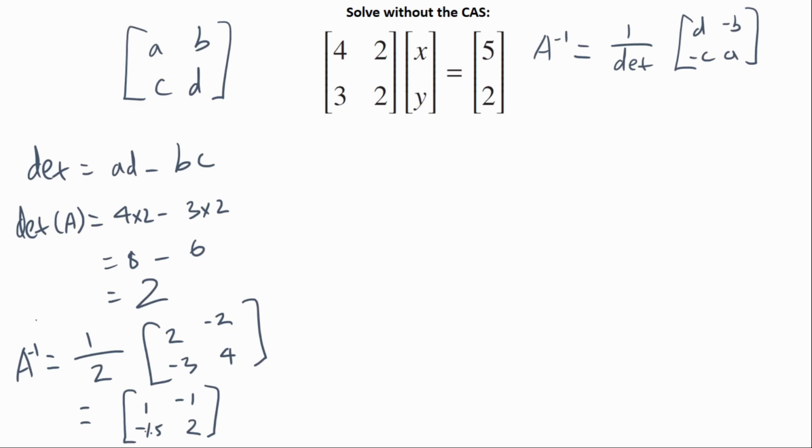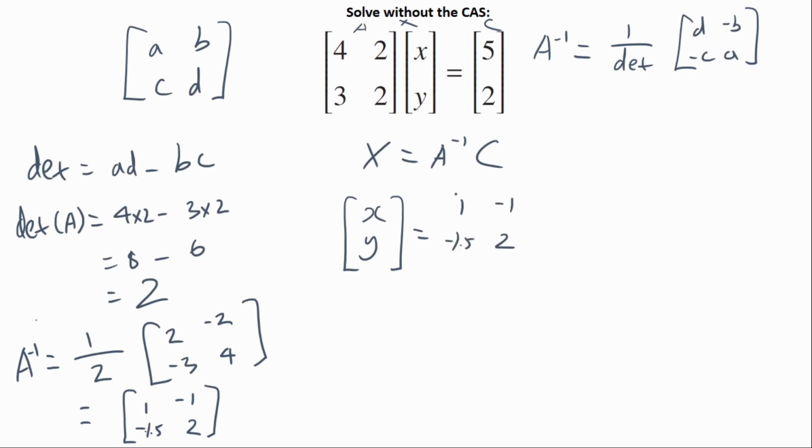Alright, once we found the inverse, remember to solve a simultaneous equation, the formula was X equals A inverse times C. This matrix was A, that was X, and that was C. So let's just rewrite that. That's going to be matrix X, and then A inverse, which we worked out down there, it's 1, negative 1, negative 1.5, 2, and then multiplied by C, that one there.